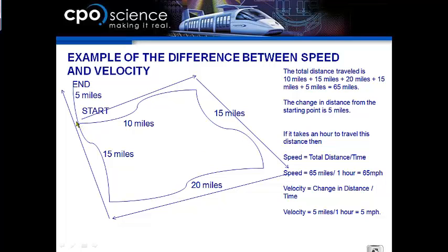Now my velocity, though, is going to be where I ended up at my mom's house, subtract where I started from. So my house. So that distance, the total distance I went there, I only ended up 5 miles away from my starting point. So my velocity would be 5 miles divided by 1 hour. I went 5 miles per hour.